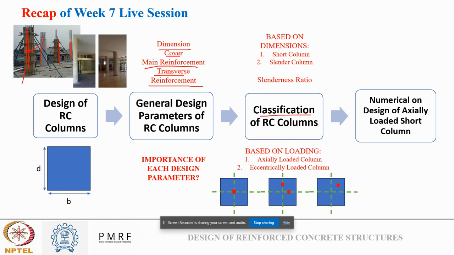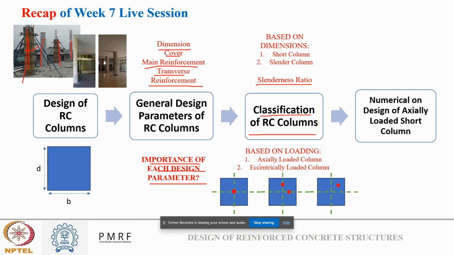Then we classified our columns. So we understood each parameter, how it is important in terms of designing. We classified our columns based on dimension first. That can be a short column or a slender column, by calculating the ratio of effective length to the lateral dimension, which is also known as the slenderness ratio. If the slenderness ratio is less than 12, then we say it is a short column, else it's a slender column. Then we classified columns based on loading.